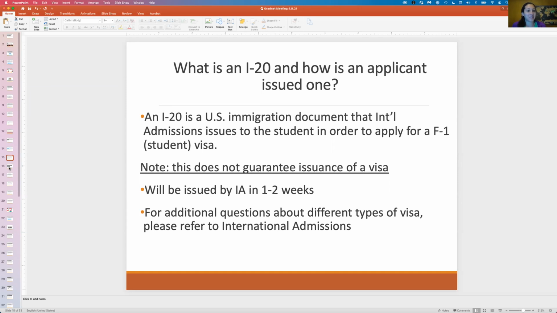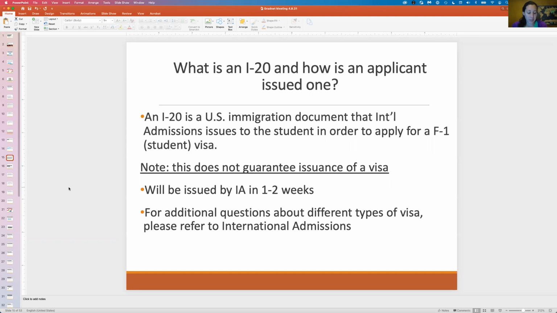So basically showing that they intend to come back to their home country after study, that they do have ties to their home country, stuff like that. So while our part is a main part of the visa process, there are other things that a student is preparing for. After they accept their admission and we have all of their documents, they'll receive their I-20 in about a week or two, especially during this busy time.